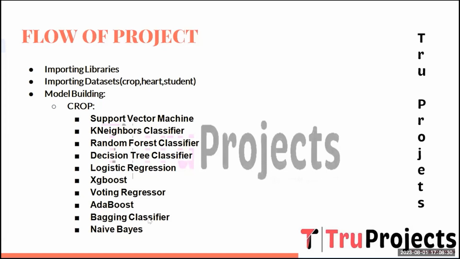And the next one is the bagging classifier. It is an ensemble learning technique that trains multiple models independently on different subsets of the training data obtained through bootstrapping. The final prediction is made by combining the predictions of all individual models through voting for classification tasks or averaging for regression tasks. The bagging classifier helps to reduce variance and improve model generalization by leveraging the wisdom of the crowd.